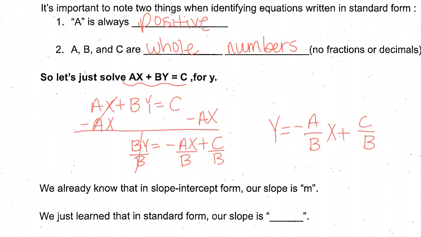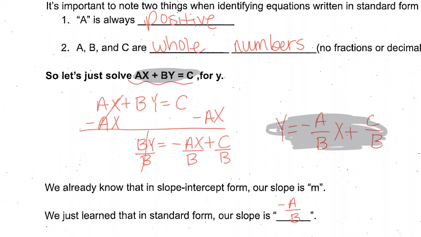I have now just converted my equation that was in standard form to slope-intercept form. So if you notice, my slope is the number in front of the x. So negative a over b is my slope. Again, we already know that in slope-intercept form, our slope is m. m is the number in front of the x. And we just learned that in standard form, our slope is negative a over b. So it's very similar to m, it's representing m.